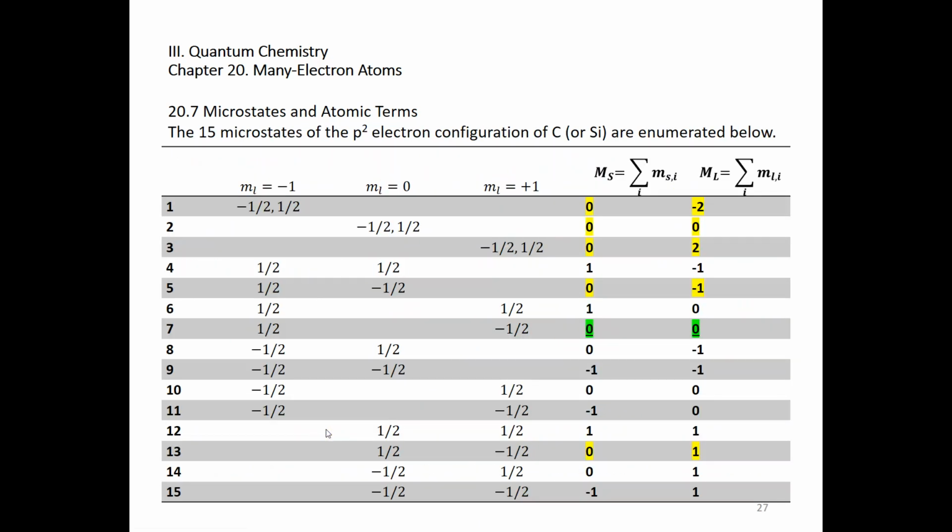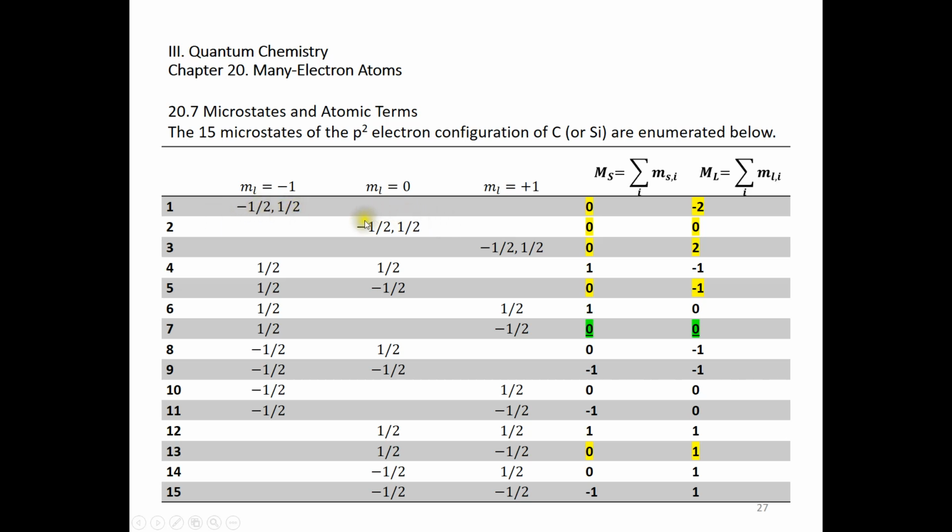Now let's look at the 15 microstates of the 2p subshell of the carbon atom. So we have M sub L to be -1, 0, or 1. And we have M sub S for the electrons that can be -½ or +½. So in the first row, we're looking at 2 electrons with the same value of M sub L. And one is alpha, the other is beta.